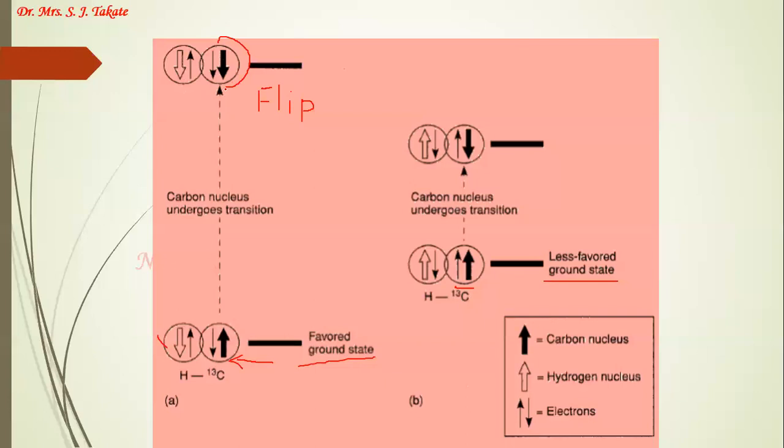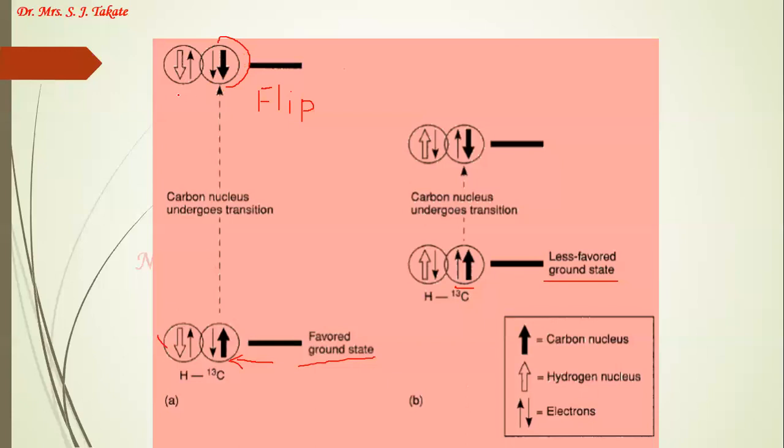After the excitation, what change has occurred? Proton, now it has not changed its spin orientation. So electrons have not changed their spin orientation. Only carbon 13 nucleus has changed its nuclear spin. This resulted in the excited state, which is having higher energy.